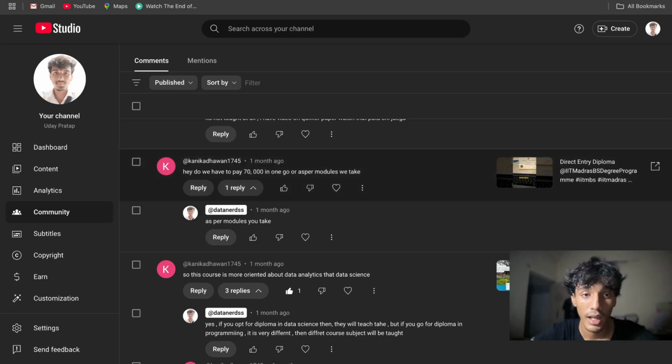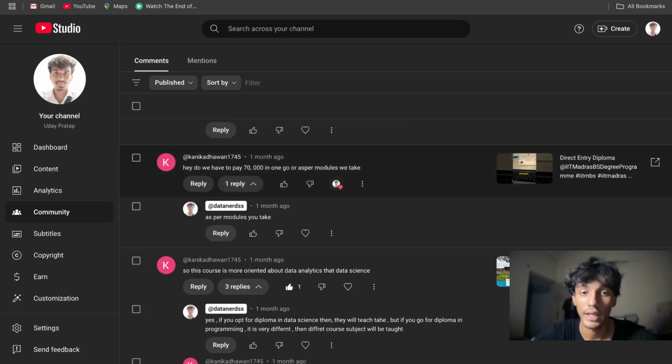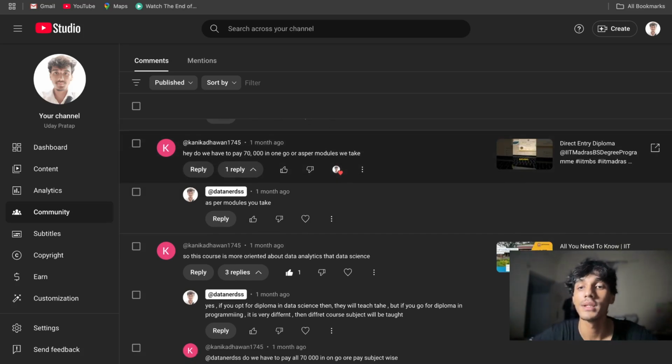Hey, do you have to pay 70,000 in one go? As per module we take? Yes, as per module, which means as per subject you take. If you take one subject, you pay for one subject only. If I take a project, I have to pay only 2,500 rupees. If I take a diploma subject, that is machine learning practice, I have to pay 10,000 rupees only. If I take one subject, I pay for one subject. If I take four subjects, I pay for four subjects.